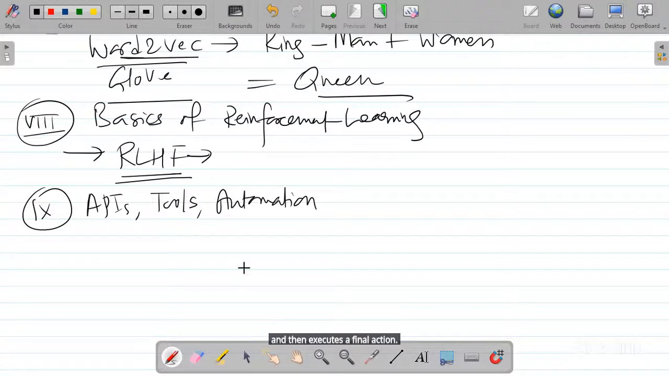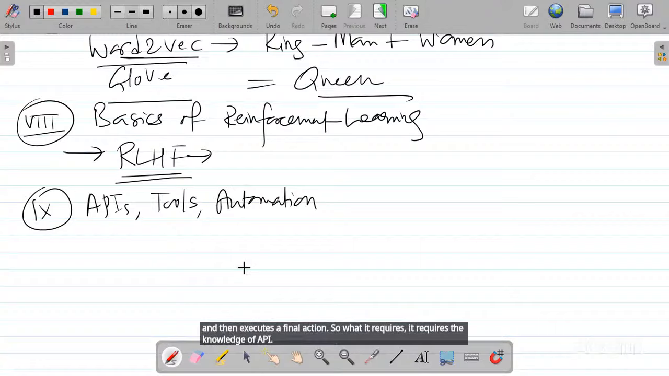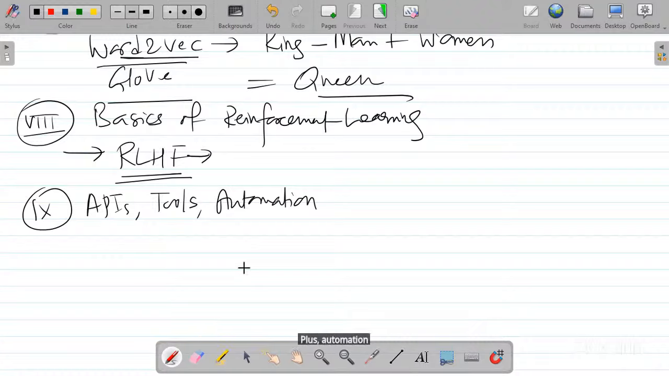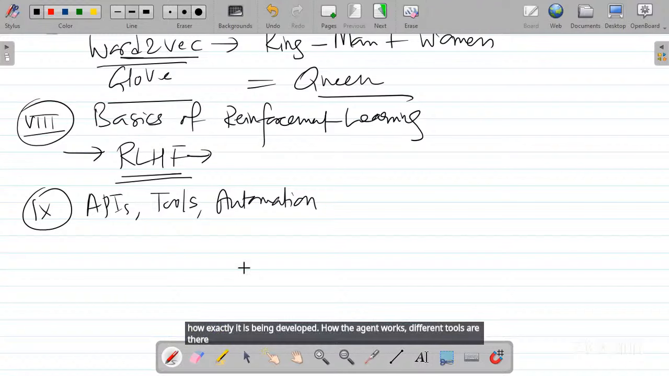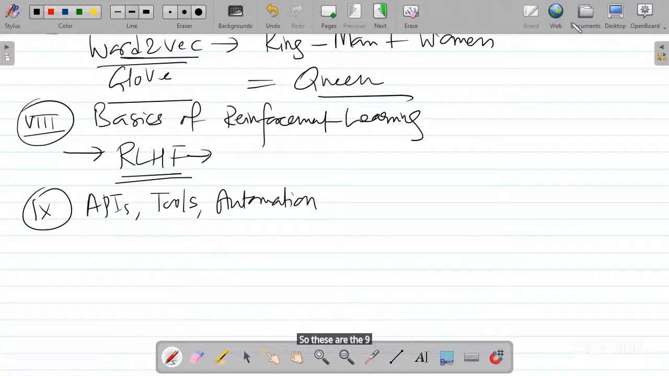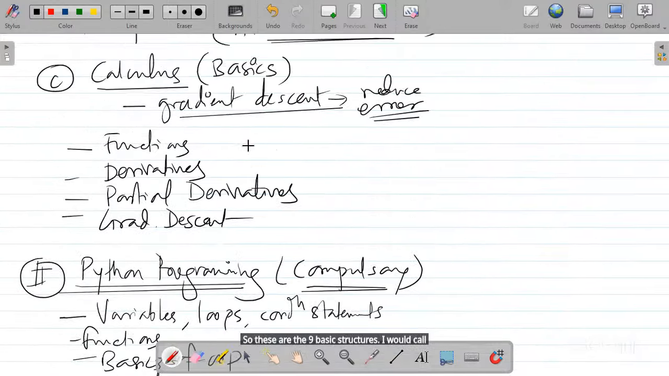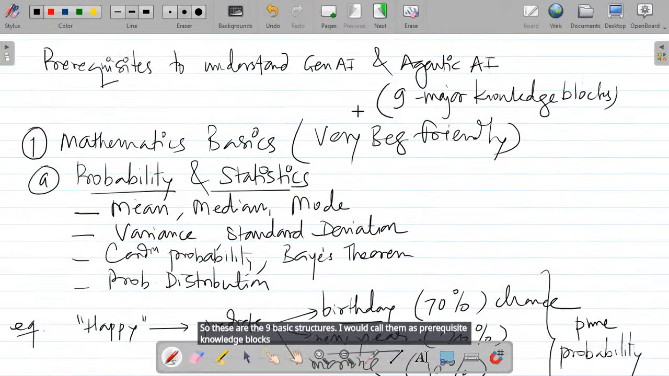So what it requires? It requires the knowledge of API plus automation concept. So that's why, to understand how API works, how exactly it is being developed, how the agent works, different tools are there behind that, and then the automation part of it, right? So these are the 9 basic structures. I would call them prerequisite knowledge blocks, 9 major knowledge blocks.